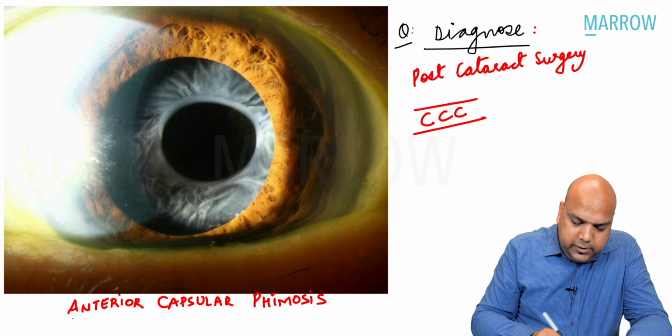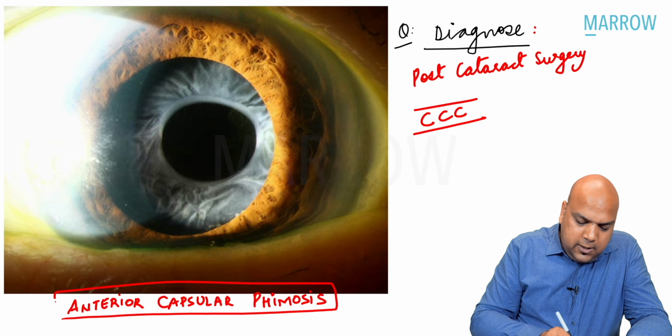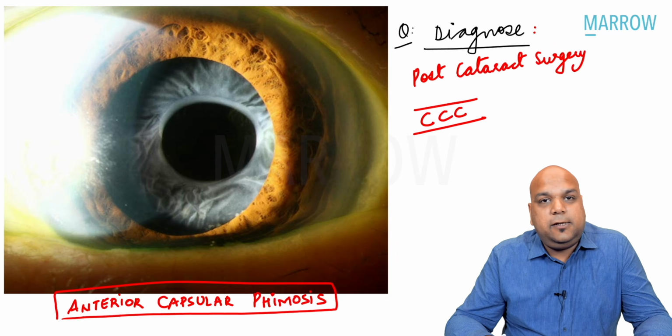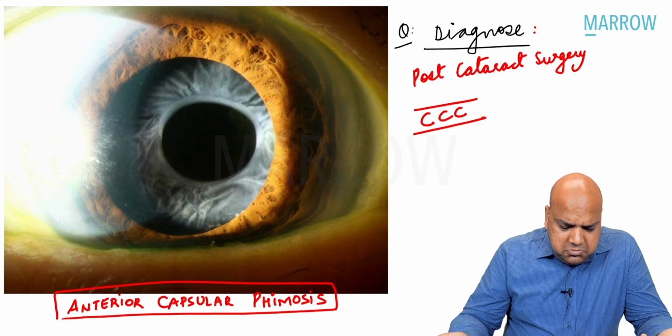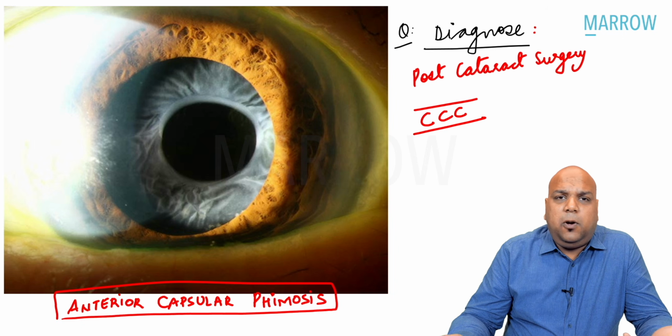Okay, fibrotic tissue leading to contracture, anterior capsular phimosis. Obviously, there is opacity of the anterior capsule. Now, what is the problem? If the anterior capsule is getting opaque, what is the problem? The problem is not due to the opacity.